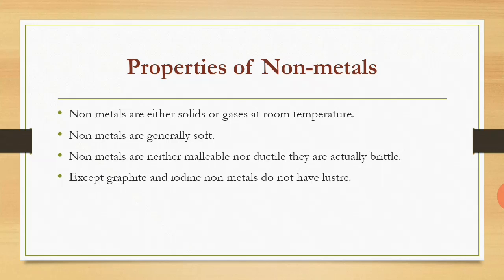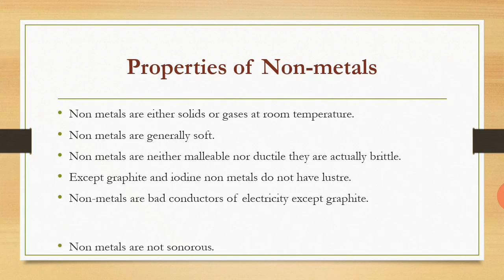So only two non-metals, graphite and iodine, are lustrous in nature. Non-metals are bad conductors of electricity except graphite. So graphite is the only non-metal which conducts electricity. Non-metals are non-sonorous in nature. Okay, so these are the properties of non-metals.